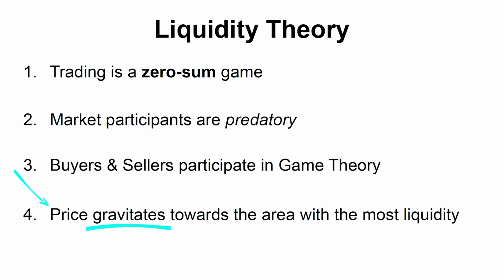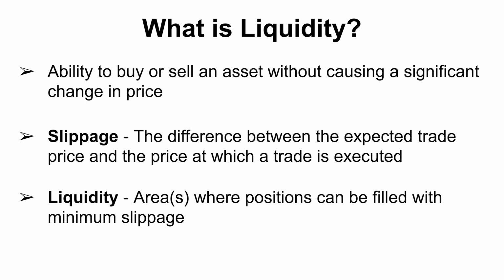Price gravitates towards the area with the most liquidity. Now you're probably asking yourself, well, what is liquidity? So let's take a minute to define it first. Market liquidity is defined as the ability to buy or sell an asset without causing a significant change in price. In trading, this is known as slippage, which is effectively the difference between the expected trade price and the price at which a trade is actually executed.